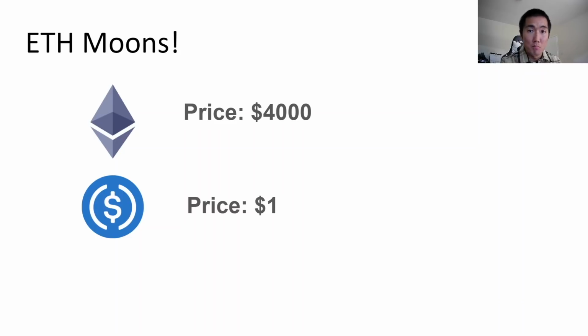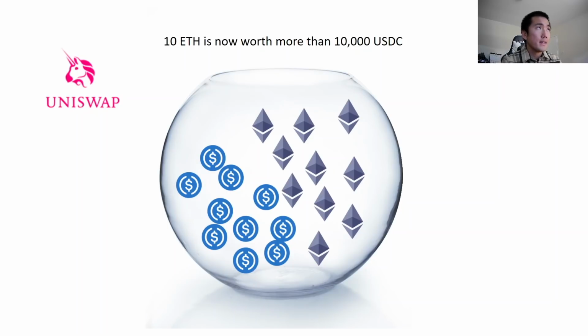But let's say ETH moons, right? It goes up 4x. So now ETH is trading at $4,000. In that case, 10 ETH is now worth more than 10,000 USDC, right? And also remember that there has to be an equal amount of two assets on both sides. And now that ETH has mooned, the pool has to sell some ETH and buy more USDC and meet in the middle where there's an equilibrium, where there's a 50-50 ratio of both assets.